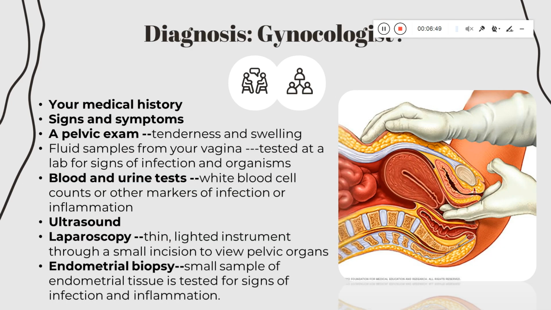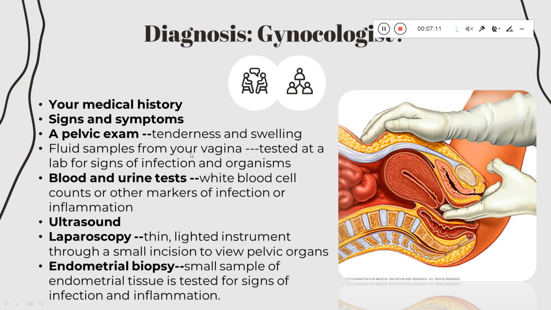So coming to diagnostic options, as I told you, gynecologists can help you out with this particular situation. They may ask you about your medical history. They may check for the signs and symptoms. So basically they do a pelvic examination to check the normal flora of that region and to check if there is any inflammation in that particular region.